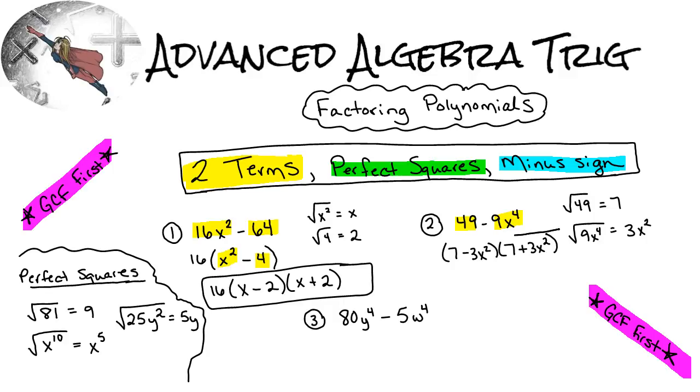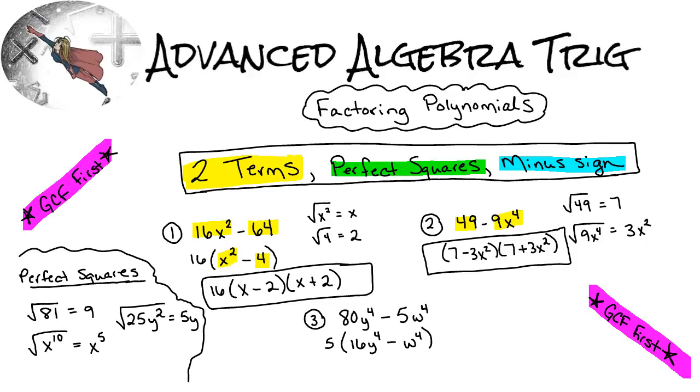And that's our answer. Now, as we go along, we should also be checking our answers to see if they can factor again, which is what's going to happen in number 3 here. But in number 1 and 2, those were finished. We were done with those. Now number 3, there is a GCF. Both terms can be divided evenly by 5. So I divide a 5 out of both, which leaves me with 16y to the 4th minus w to the 4th.